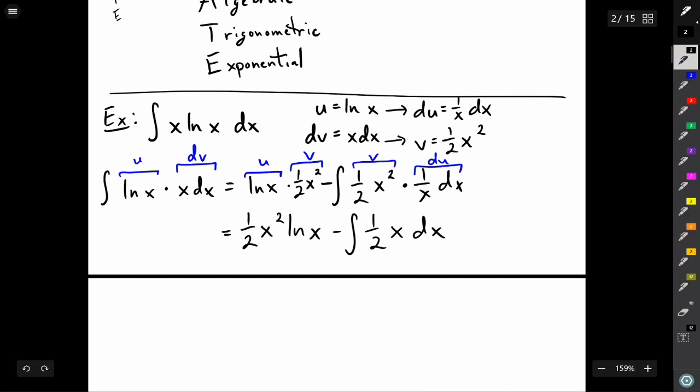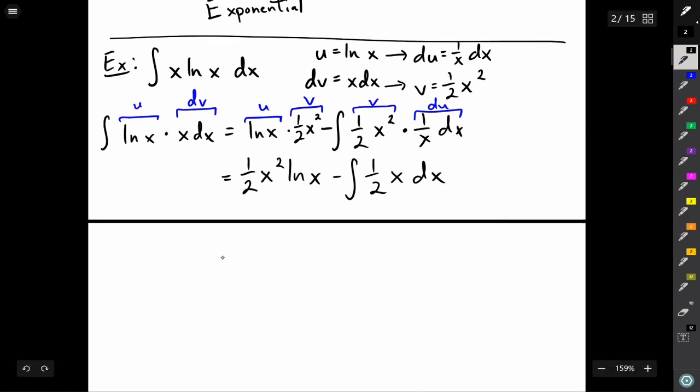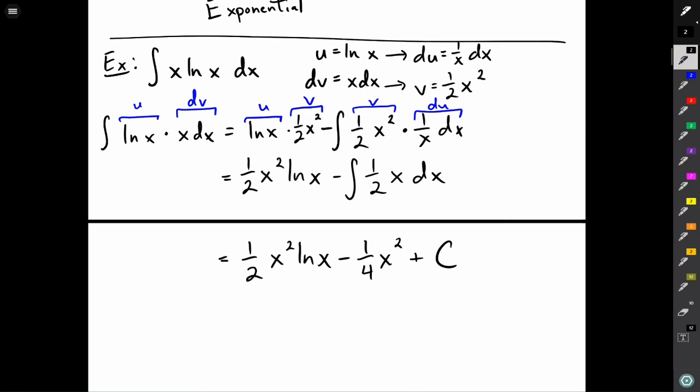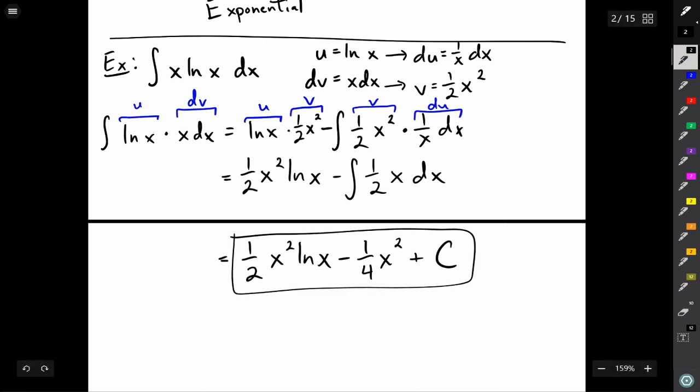So here's what we got, and now just integrate that. So 1/2 x squared ln x, and integrating this here gives 1/4 x squared. And then we add our plus c at the end. And that's what we got. We'll do some more examples in the next video.